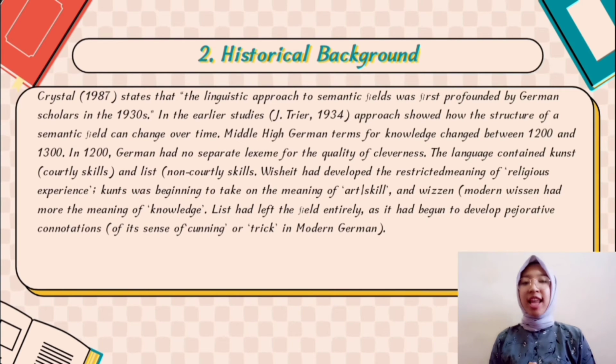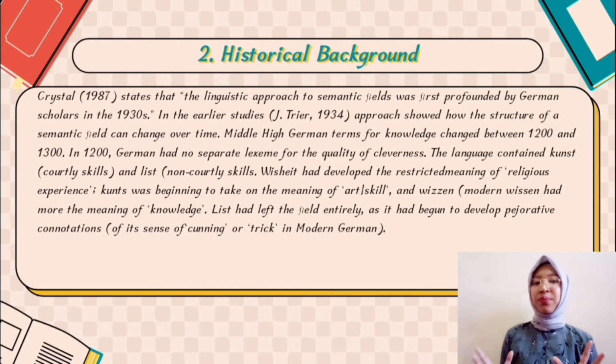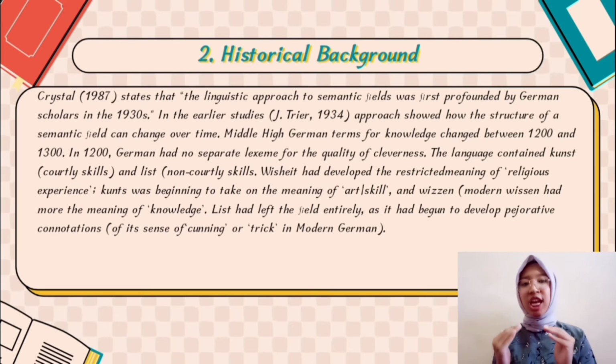Crystal 1987 states that the linguistic approach to semantic fields was first propounded by German scholars in the 1930s. In the earlier studies, Trier's 1934 approach showed how the structure of a semantic field can change over time. Middle High German terms for knowledge change between 1200 and 1300. In 1200, German had no separate lexeme for the quality of cleverness. The language contained Kunst, courtly skills, and List, non-courtly skills, while Wisheit had developed the restricted meaning of religious experience.